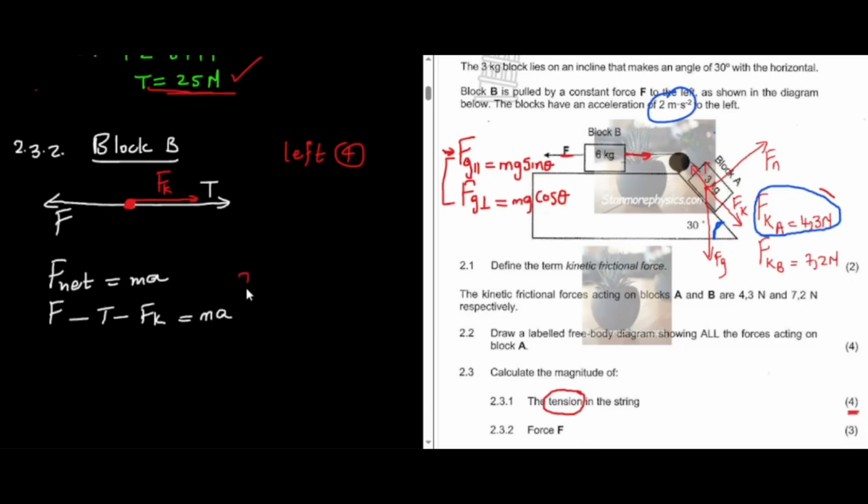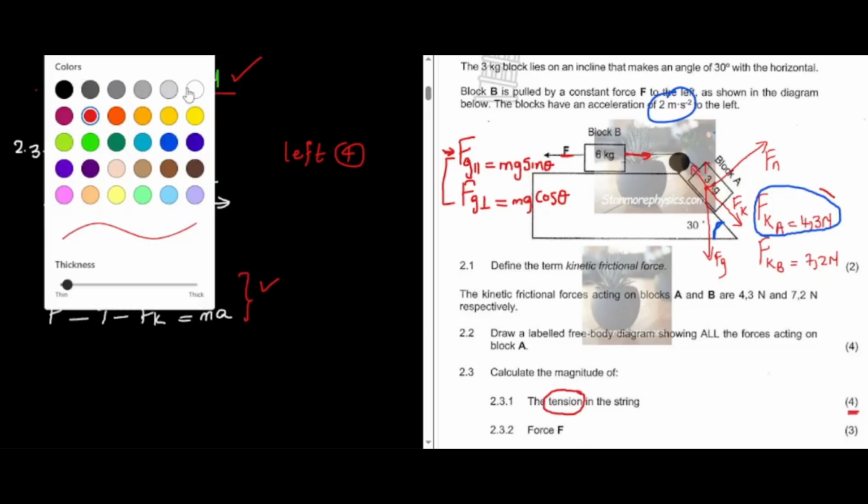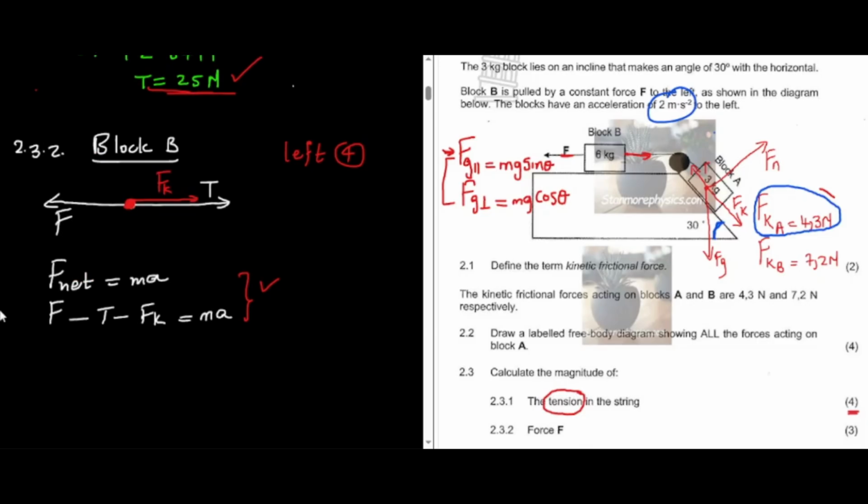Because first things first, you'll have a mark for substituting those formulas. For writing down the formulas, you already have a mark. Nice. So we know what the tension is, we know what the kinetic friction of B is. If you still remember, we need to use that kinetic friction of B, which is 7.2. Let's do the substitution. So F minus the tension, which is 25, minus that 7.2, is equal to the mass of block B, that's 6, multiplied by the acceleration, which is 2.